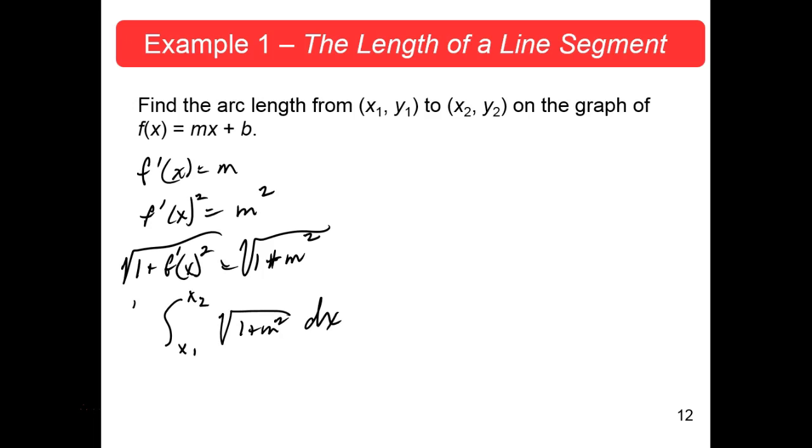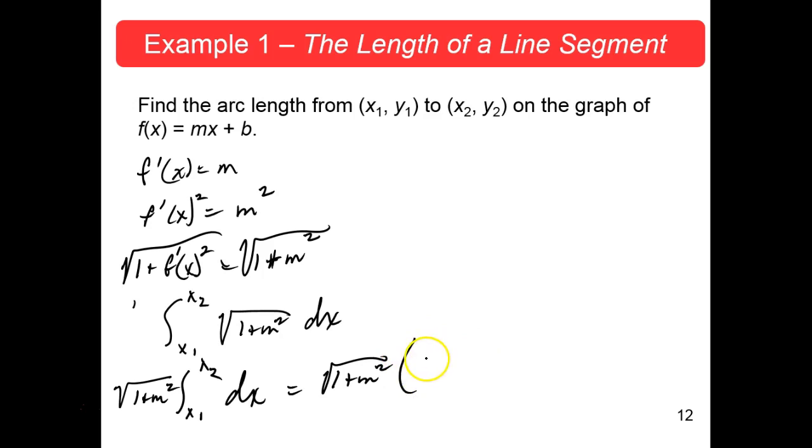And of course, 1 plus m squared is a constant, right? The square root of 1 plus m squared is a constant. So you could pull that on the outside, and you just have the square root of 1 plus m squared, because that's a constant, times the integral from x1 to x2 of dx, and that would be the square root of 1 plus m squared times x2 minus x1. It's so ridiculous doing it this way.